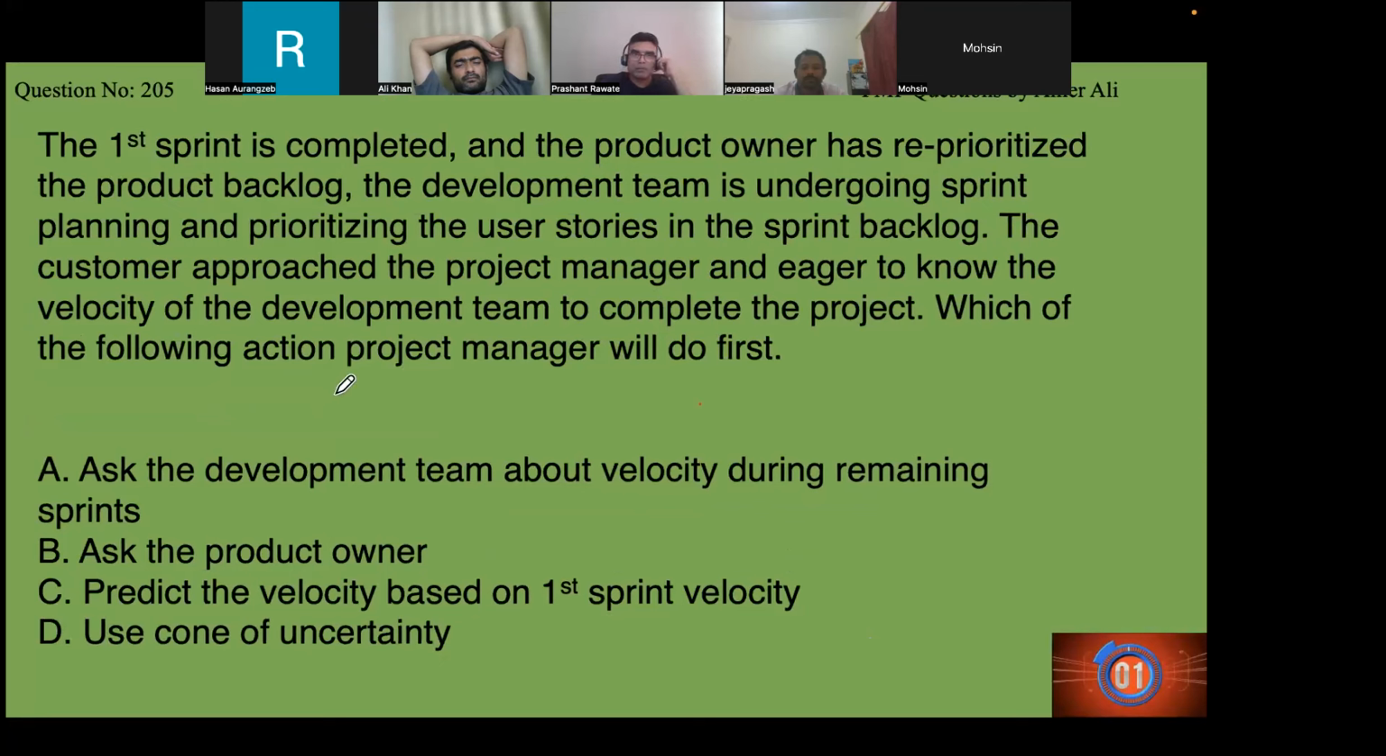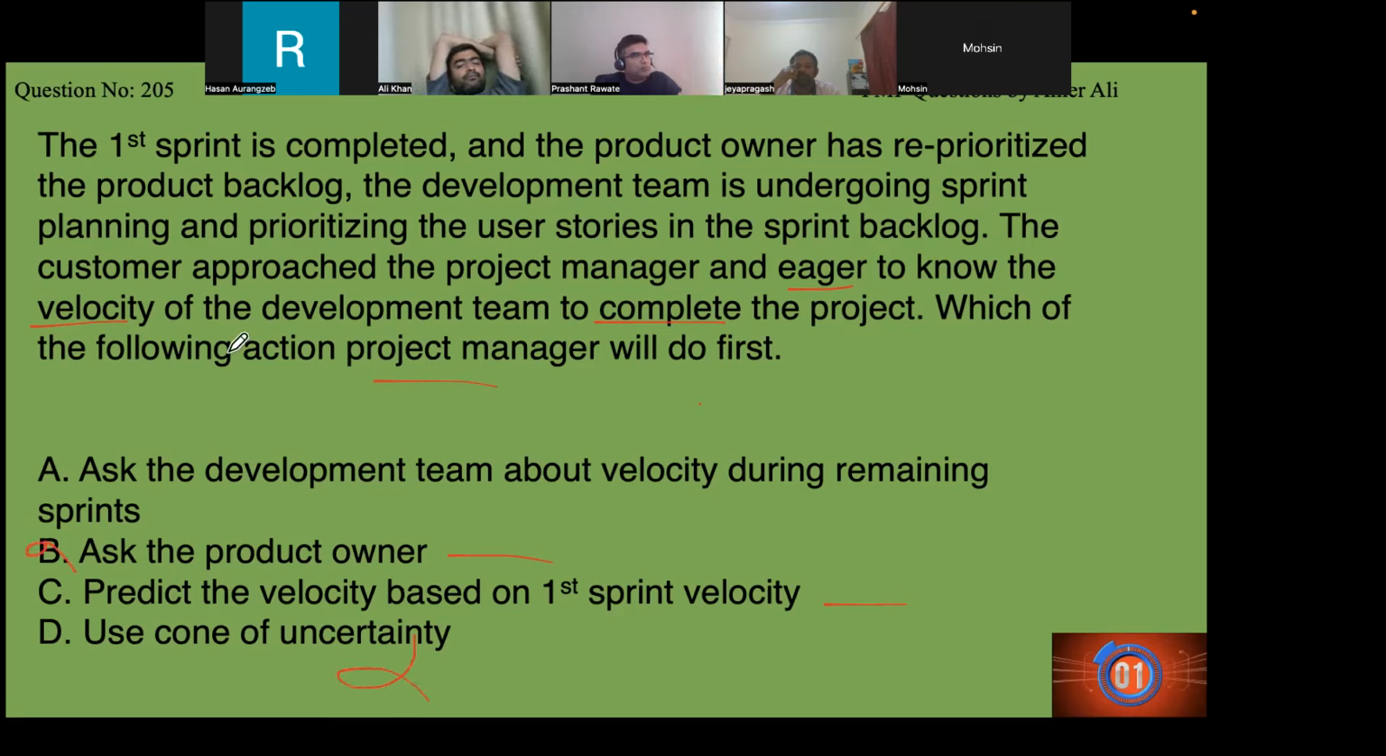Which of the following actions will the project manager do first? The first sprint is completed. The product owner has reprioritized the product backlog. The development team is undergoing sprint planning and prioritizing the user stories. The customer approached the project manager, eager to know the velocity of the development team to complete this project. Which action should the project manager take? Ask the development team for the velocity during the remaining sprints, or ask the product owner, or predict the velocity using the cone of uncertainty.